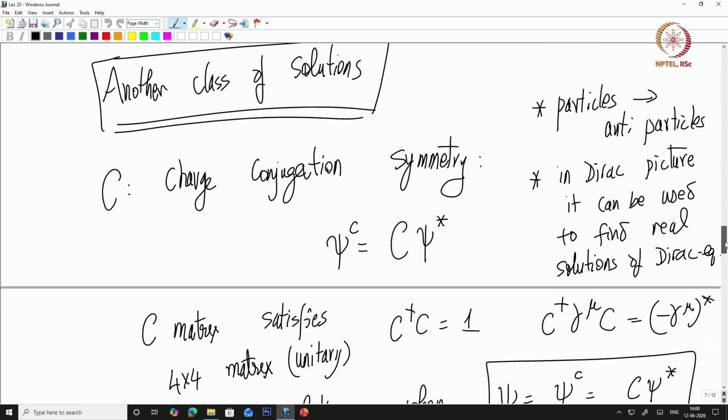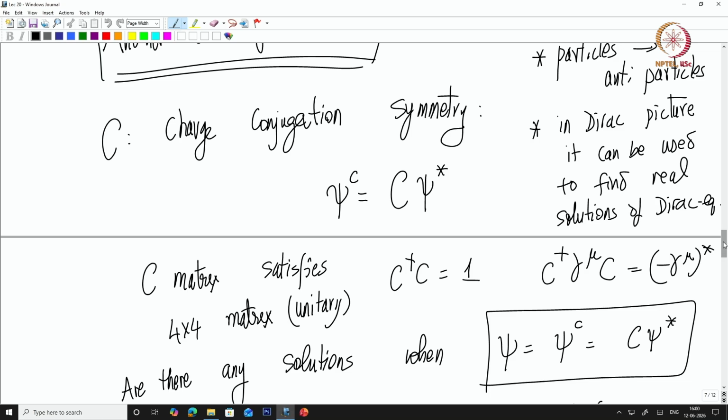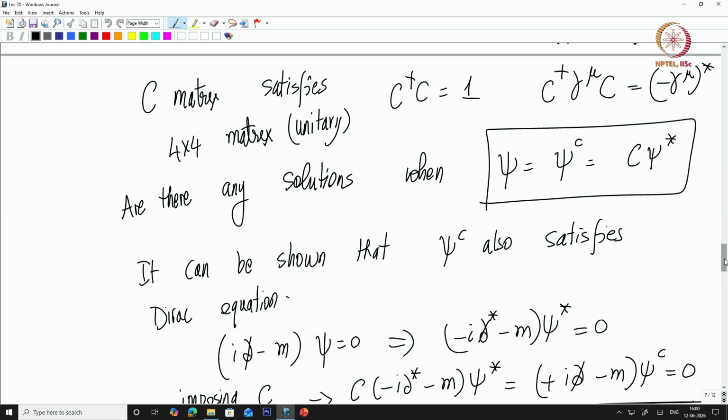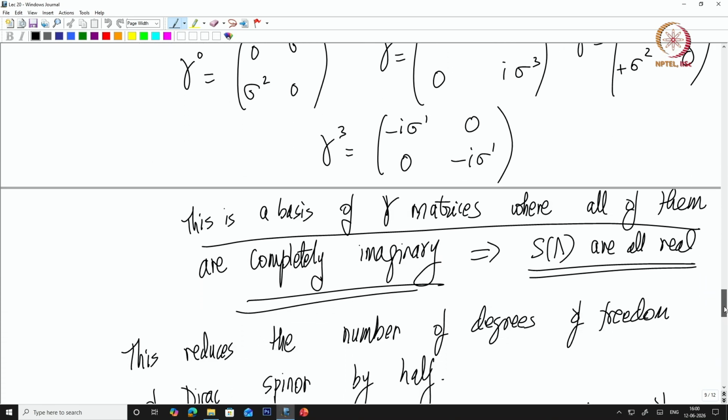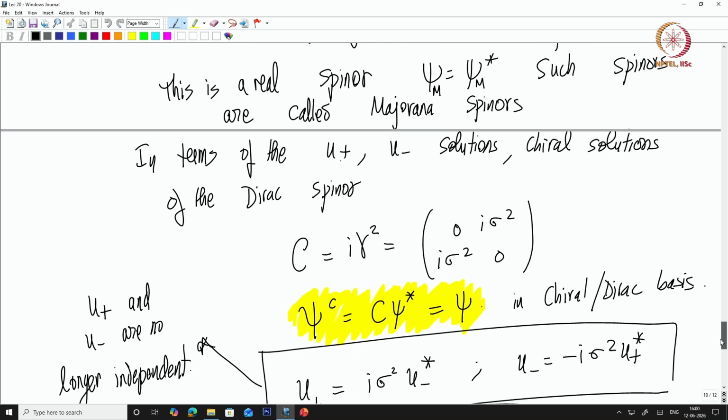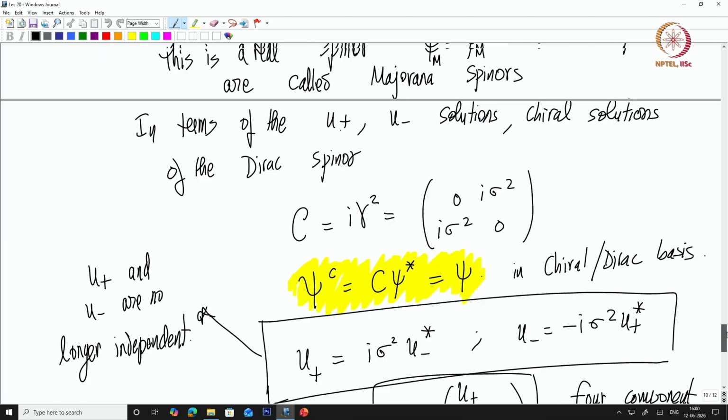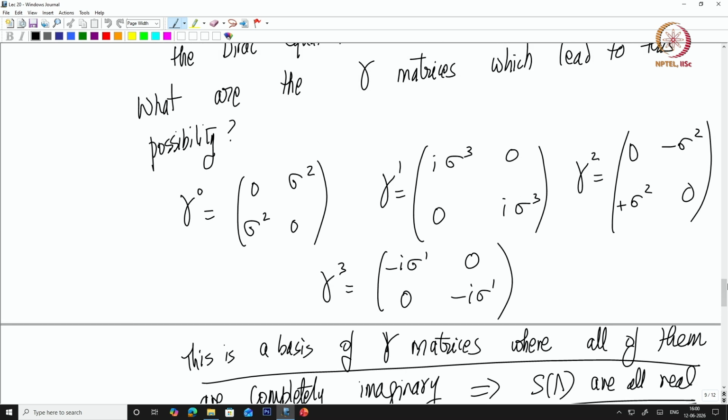the charge conjugation symmetry. Imposing that condition, essentially what happens is the particle and antiparticle become the same. What happens is the particle and antiparticle solutions are the same, and so that leads to a reduction of the degrees of freedom, and the reduction of degrees of freedom gives you the Majorana spinors, which are completely real spinors, and the corresponding gamma matrices are completely imaginary. Because they are imaginary, the Lorentz transformations associated with them are completely real, and so the Dirac equation itself is real, and it leads to real solutions of the Dirac equation.